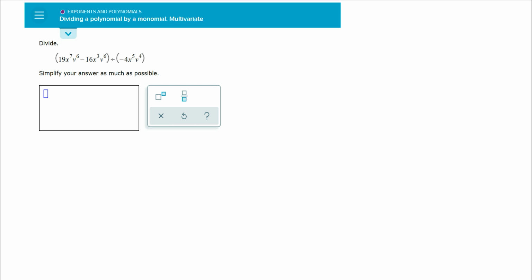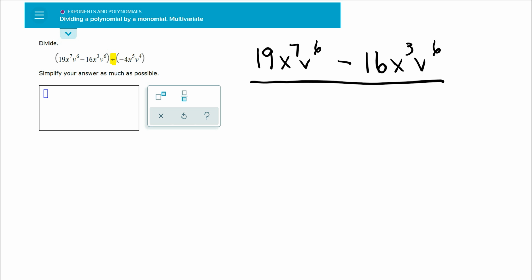Okay, this is a division problem, and I know it's a division problem because there's a little division sign right here. But to work it, I'm going to rewrite it. I'm going to write it as 19x^7 v^6 minus 16x^3 v^6, all divided by the negative 4x^5 v^4.